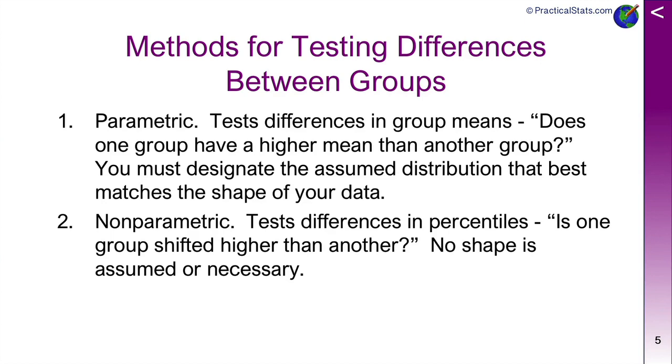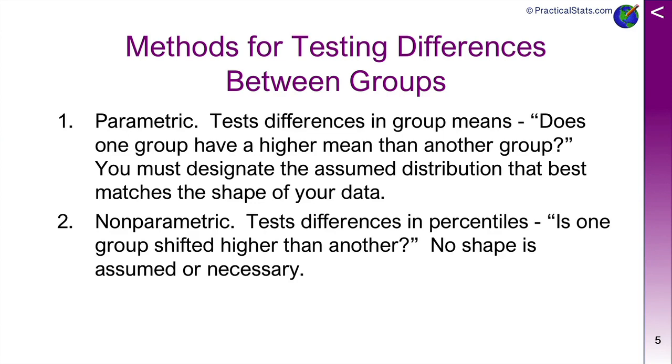The second class of the methods is non-parametric tests. These tests do not assume a distribution and they do not assume equal variance. They're testing something different. They're not testing differences in means. They're testing differences in the cumulative distribution functions or set of percentiles for the data. So they're asking the question, does one group get shifted higher than another? So that its median is higher, its 75th percentile is higher than the equivalent statistic in the other groups. So those are the two classes of procedures we're going to talk about, and we are going to look at both of them.